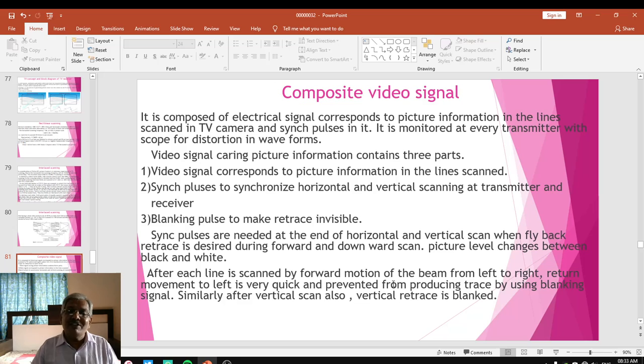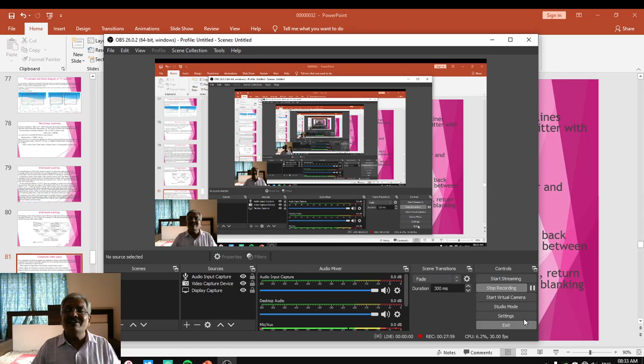Friends, during the next period we are going to study the standards of composite video signal, that is the horizontal blanking standards and also the vertical blanking standards associated with the composite video signal. Friends, that's all about interlaced scanning and also the meaning of composite video signal.